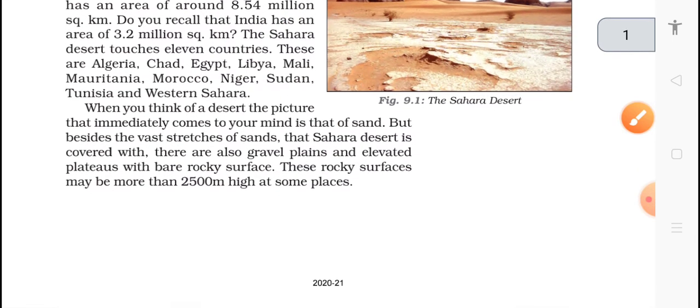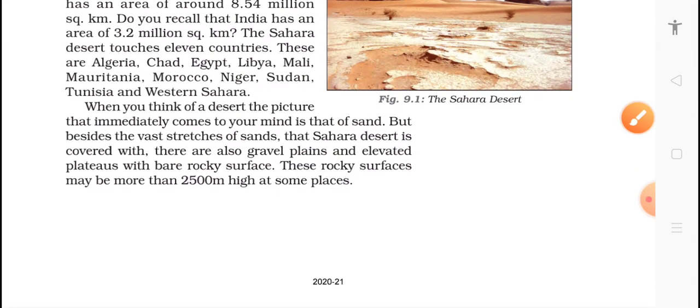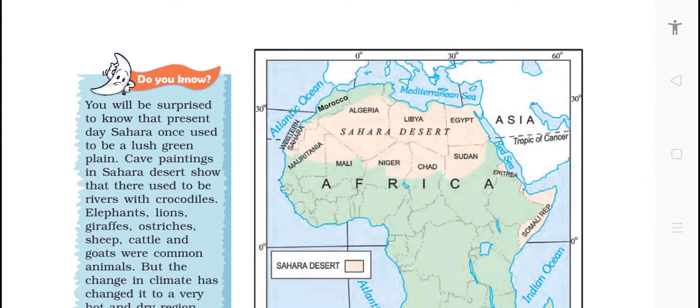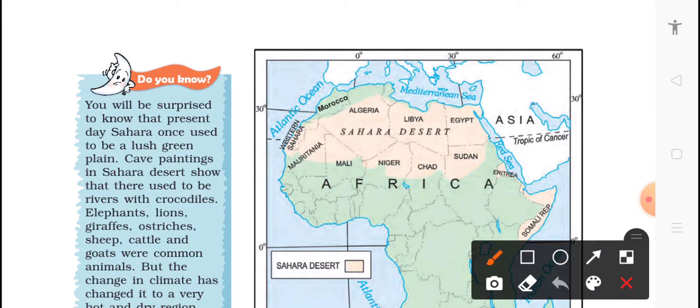So when you think of a desert, the picture that immediately comes to your mind is sand, but besides the vast stretch of sand, the Sahara Desert is covered with gravel plains and elevated plateaus with bare rocky surface. This rocky surface may be more than 2,500 meters high at some places. So you can see here is the map of North Africa, and this is the Sahara Desert. It is 3 times larger than India.